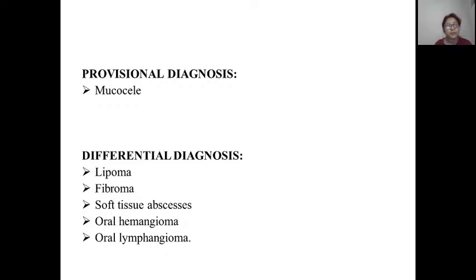The soft tissue abscesses are usually painful, whereas the mucocele is not painful, it is a painless swelling, and we can palpate the lymph nodes in cases of these abscesses. In cases of oral hemangioma, it is blue in color, but it blanches on digital pressure. Thus we can distinguish. In cases of oral lymphangioma, the most common site is the anterior dorsum of the tongue or the border of the tongue.